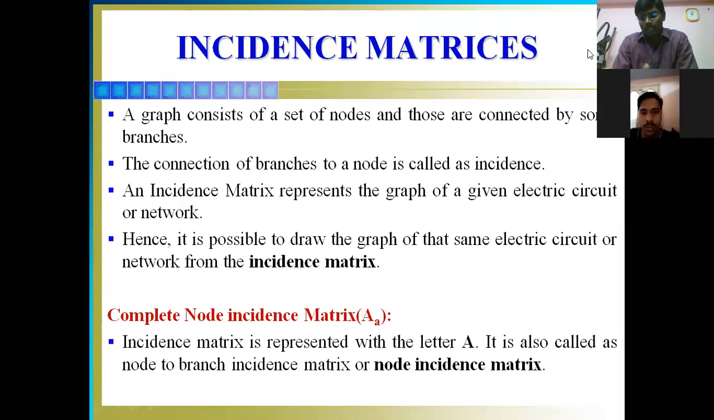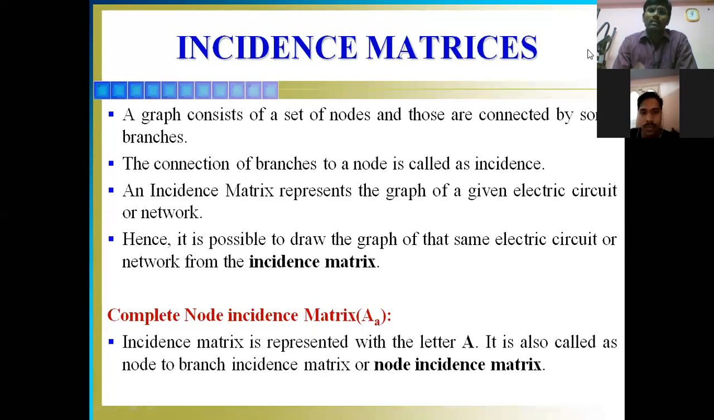Whereas a tree consists of all nodes, but there should not be any closed path. The number of twigs or branches in a tree is equal to n minus 1. So now we will discuss the incidence matrices.